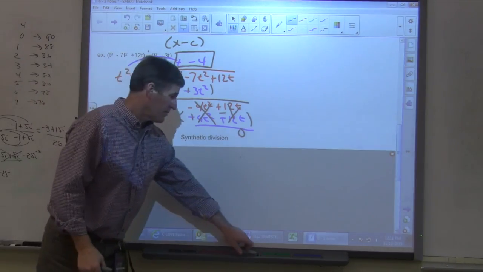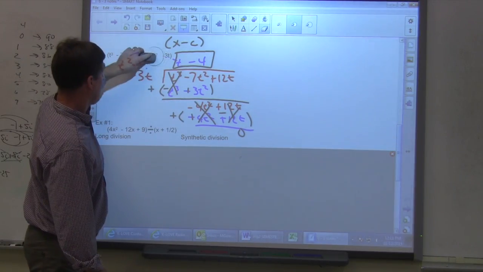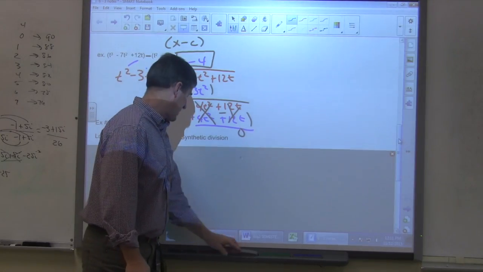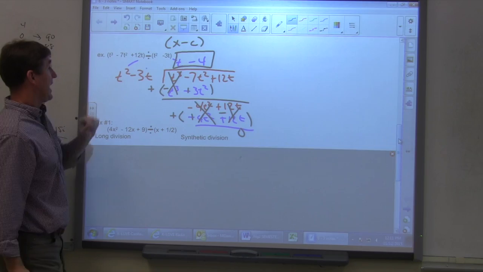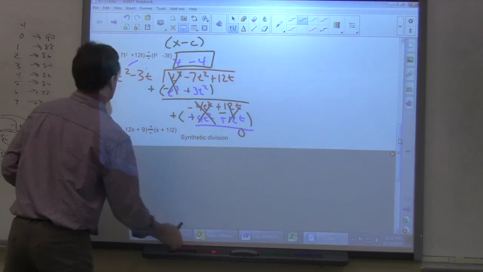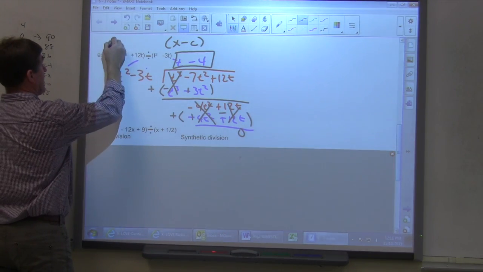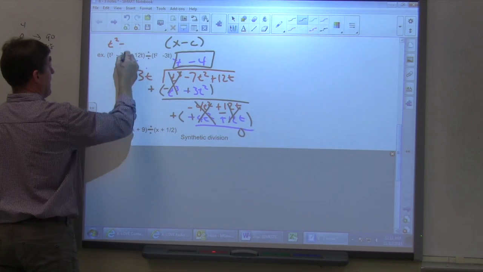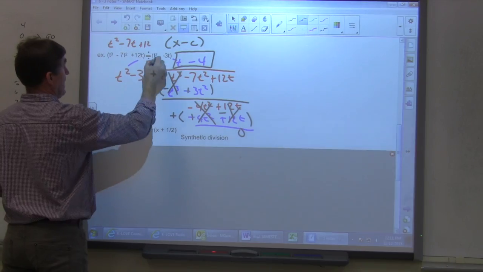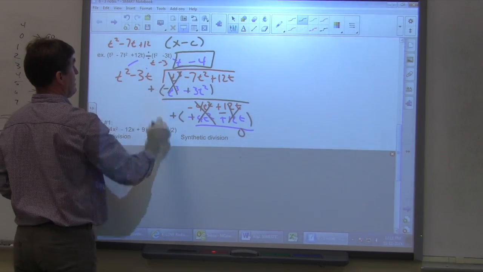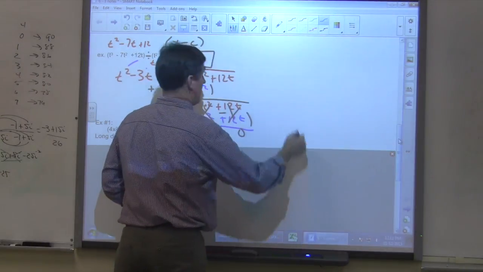Now, most people wouldn't do this synthetically, and some of them you can't do synthetic. But this one, because t goes into everything, I could go ahead and divide this all by t and get t squared minus 7t plus 12, and this would become t minus 3. And then we can go ahead and do that synthetic.